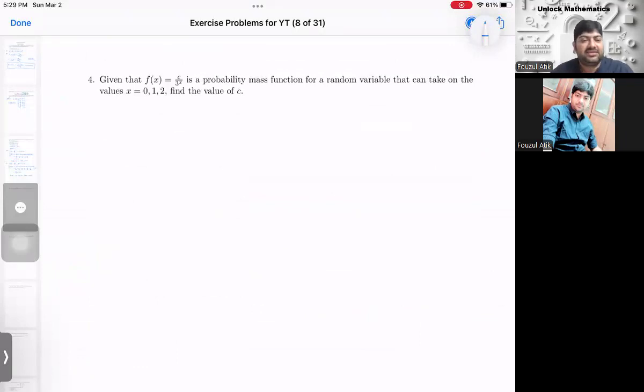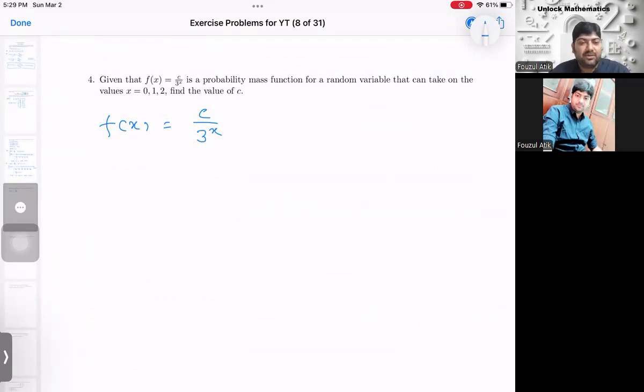Given that f(x) is equal to c by 3 to the power of x, it is a probability mass function for a random variable that can take on the values x equal to 0, 1, 2. Find the value of c. So how can you do this? Again, f(x) is equal to c by 3 to the power x, and it is a probability mass function. Then it should satisfy both the properties of the probability mass function.